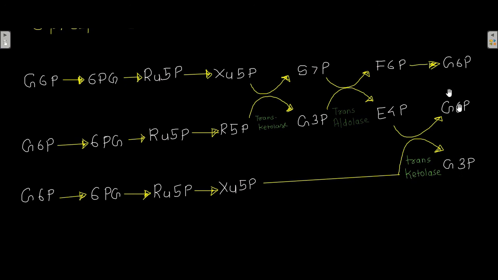So this is how the interconversion of 6-carbon sugar to the 5-carbon sugar to the 7-carbon sugar to the 4-carbon sugar takes place. This is the flowchart which is representing your pentose phosphate pathway.